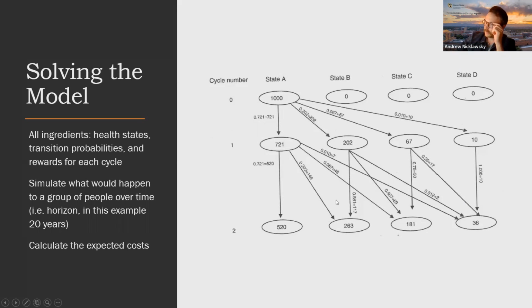Then we can also calculate the life years for each cycle. So we add the people alive. Discounting the people in the death state, for cycle 2, we'd get 520 plus 263 plus 181 to get our life years. And then at the end of 20 cycles, we add up our life years and our costs, and that's it. Which seems pretty simple, but there's a lot that goes into this.